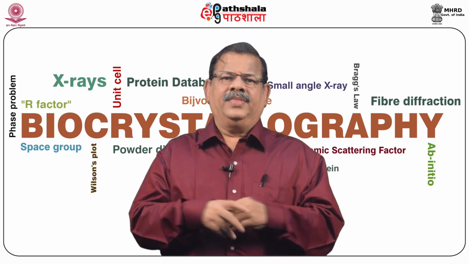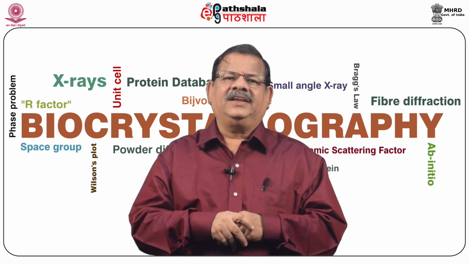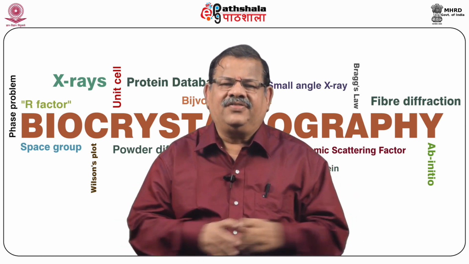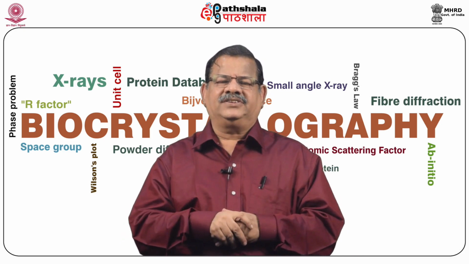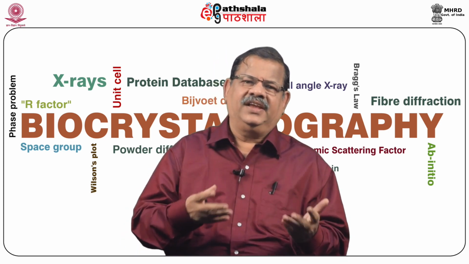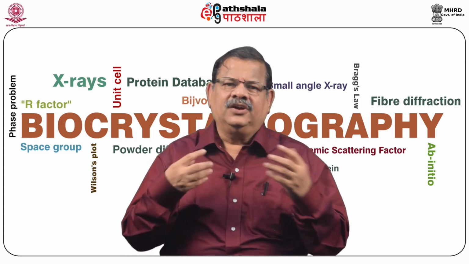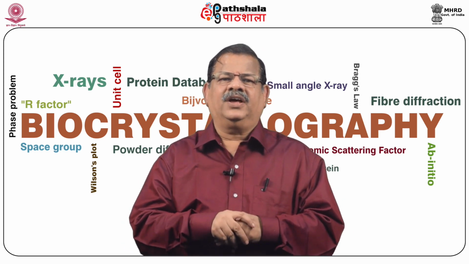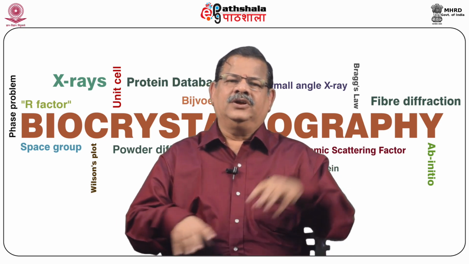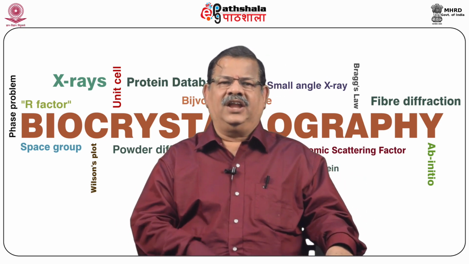Now, based on these assumptions, they got a formula connecting different types of special combinations of phases called structure invariants and structure semi-invariants, from which we can do a sort of refinement known as tangent formula refinement to obtain individual phase values.